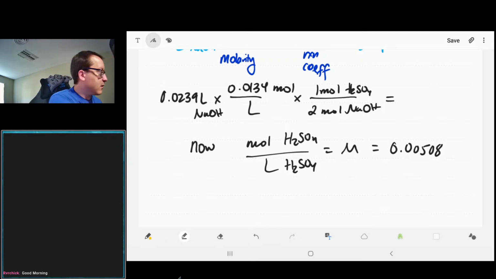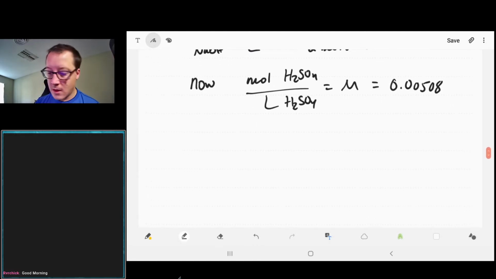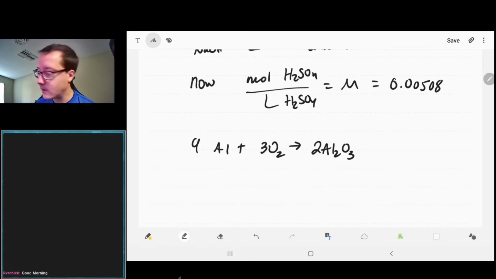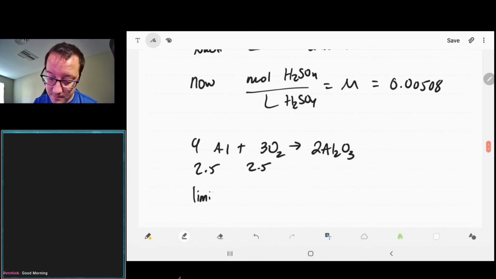Okay, let's go on. Alrighty. So, stoichiometry, our favorite topic. Alrighty, solid aluminum and gaseous oxygen produce this. Okay. For aluminum plus 3 oxygens, 2Al2O3, aluminum oxides. So we have 2.5 grams of aluminum, 2.5 grams of oxygen. We have information about both reactants. That tells us this is a limiting reactant problem.